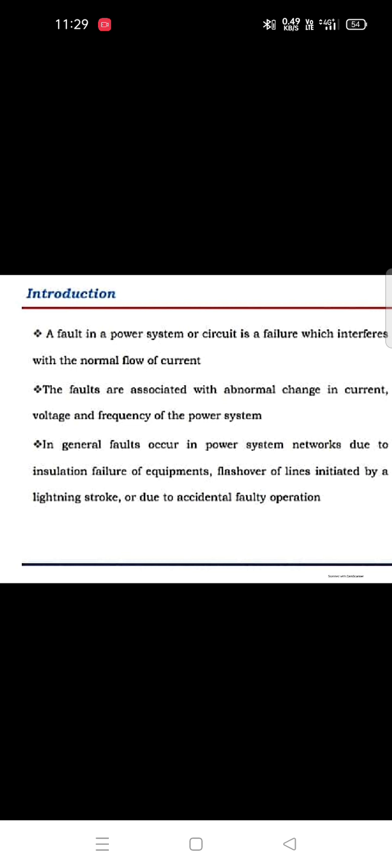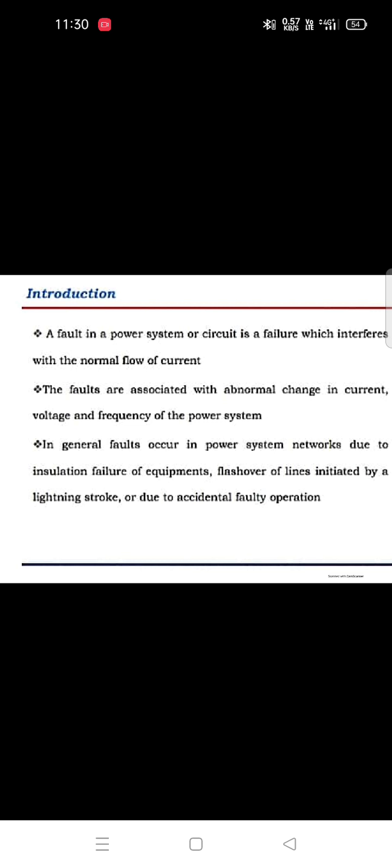So far we have dealt with the steady state behavior of power system under normal operation condition and its dynamic behavior under small scale perturbation. This chapter is devoted to abnormal system behavior under conditions of symmetrical short circuits. Such conditions are caused in the system accidentally through insulation failure of equipment or flashover of lines initiated by lightning stroke or through accidental faulty operation, which we already saw.